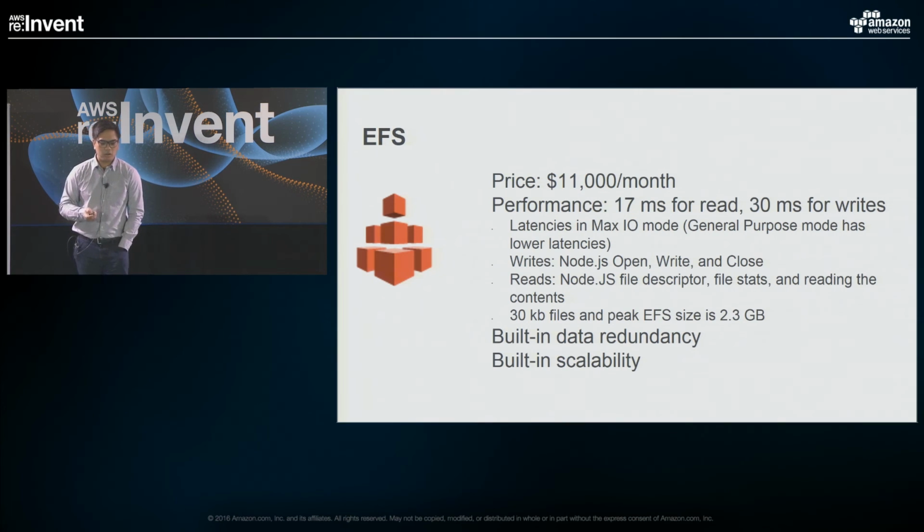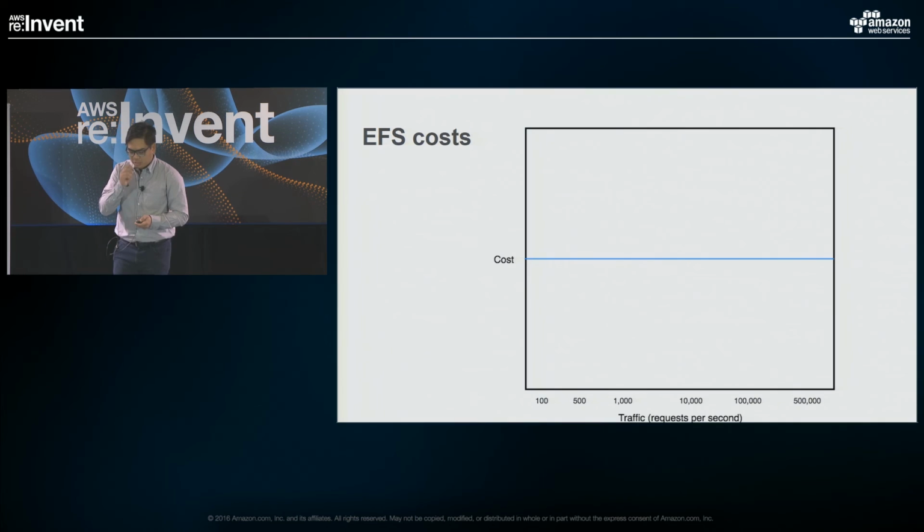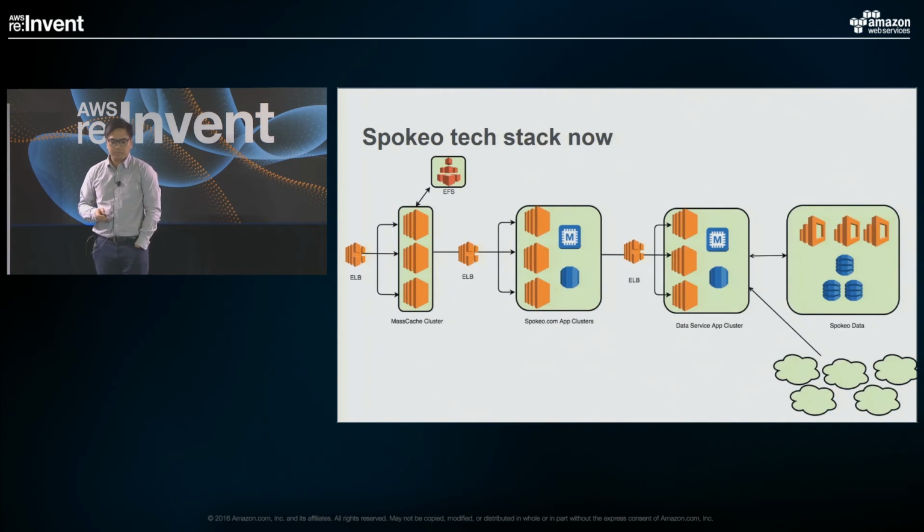And as Saji was mentioning before, there's built-in data redundancy. There's nothing we had to do to make sure that our 37.4 terabytes were redundant everywhere. It just handled that for us, and it was built-in scalable. I didn't have to worry about IOPS. I didn't have to worry about provisioning. Amazon literally handled everything for me. And as Saji was mentioning before, costs are based off of the amount of storage you're storing in EFS. If I got 10, 20, 40x the amount of traffic tomorrow, my EFS costs are static. And that value proposition for us was extremely appealing.